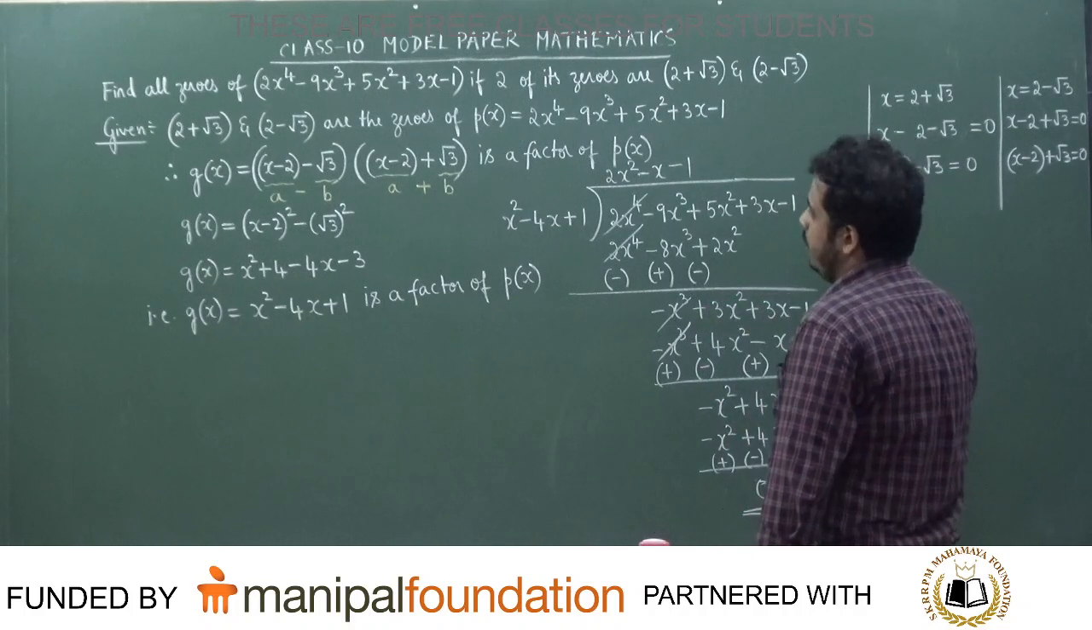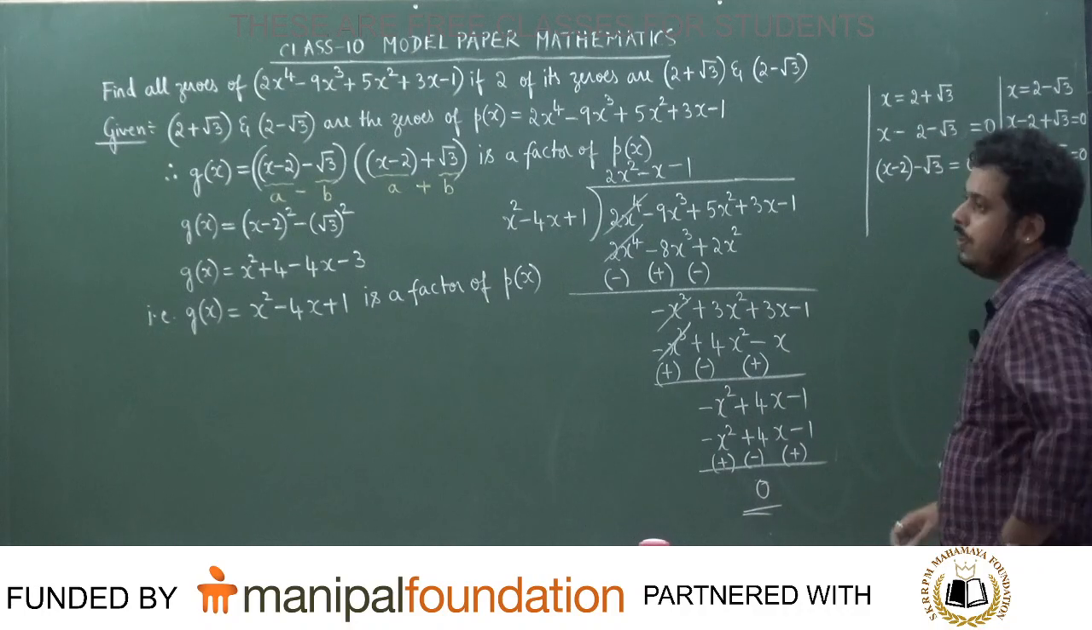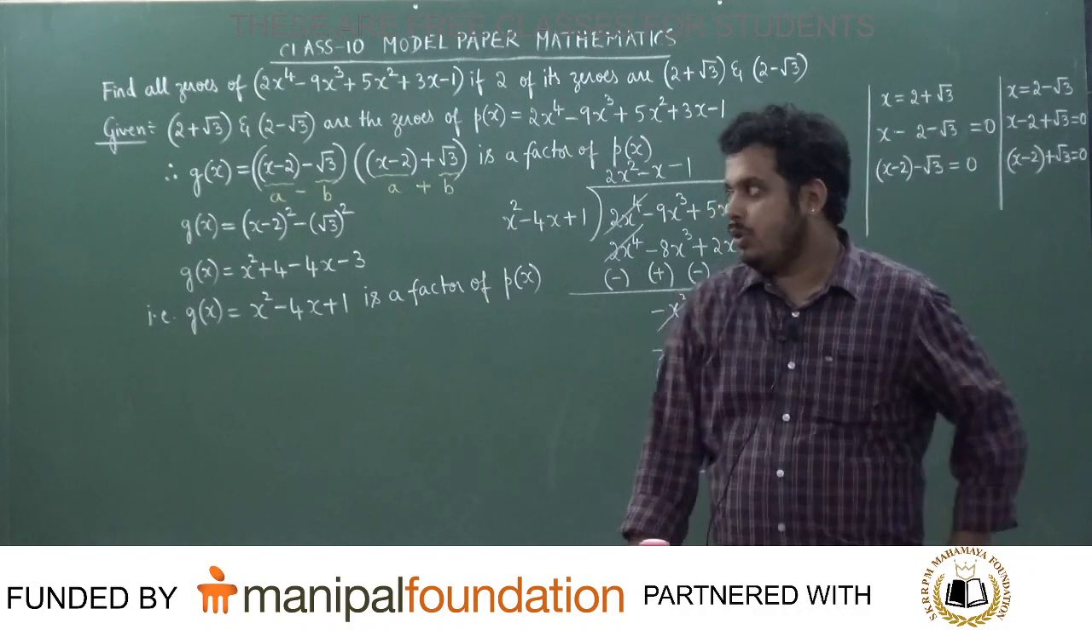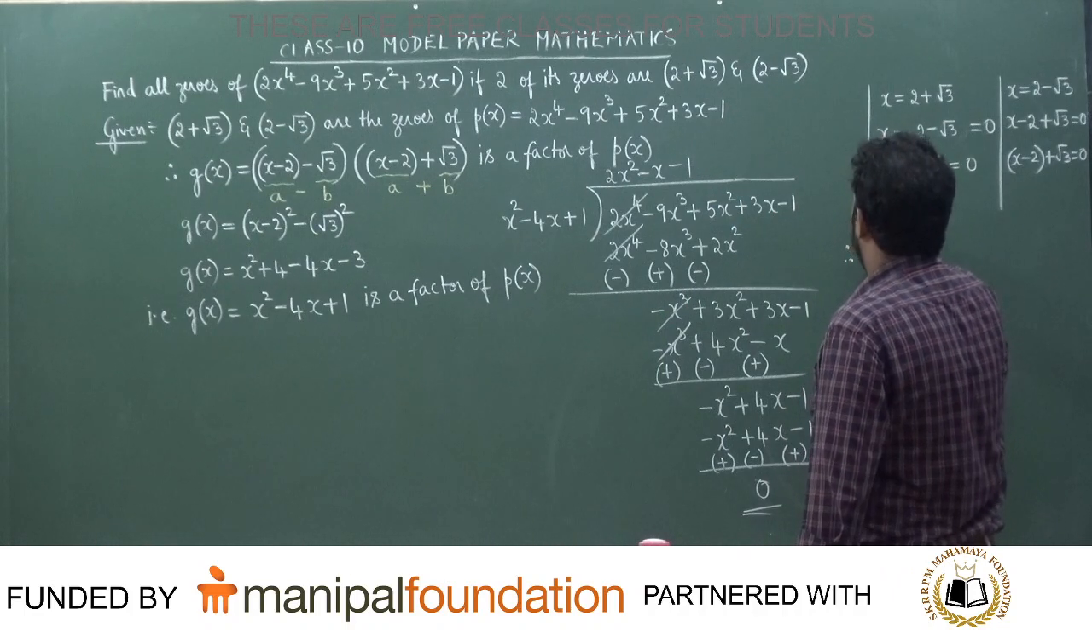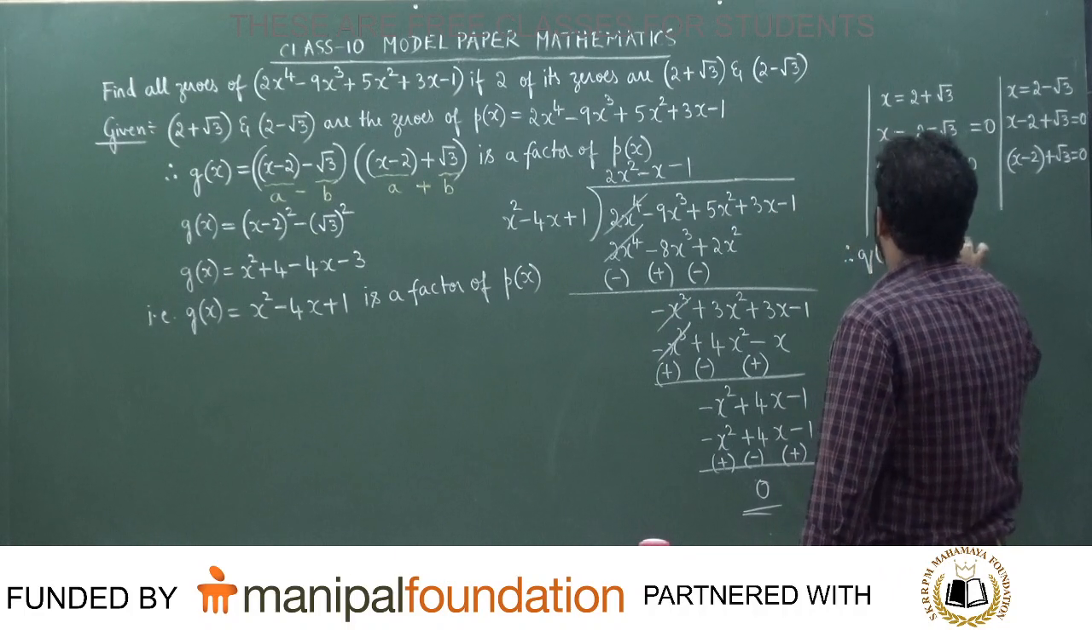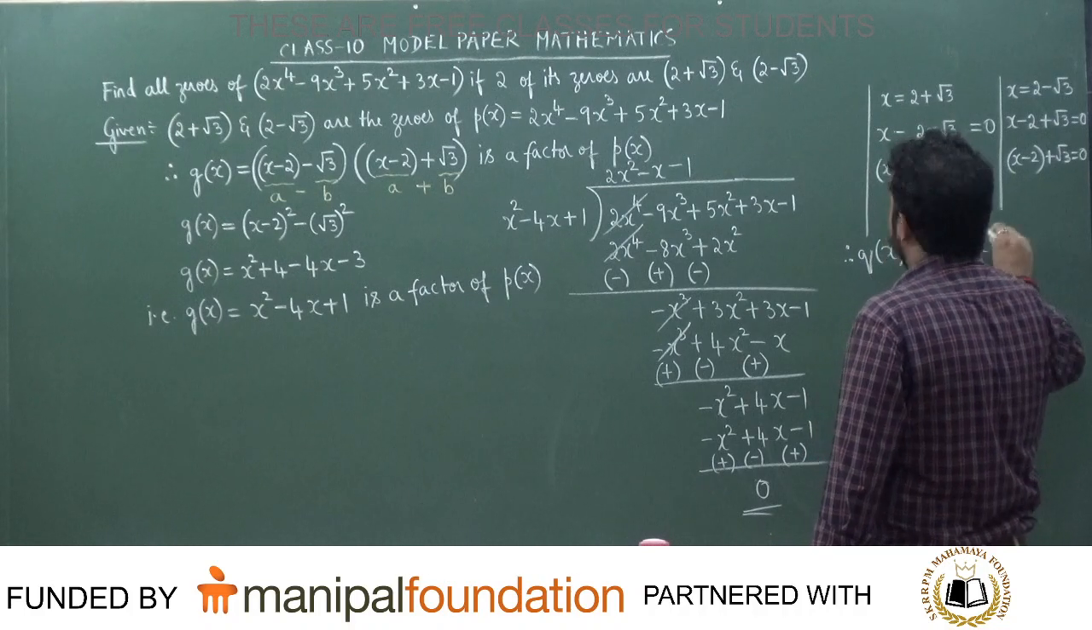0. Correct or not? Everything will become equal to 0. Yes or no, students? So therefore, what is the quotient polynomial now? Q of x is equal to how much? 2x square minus x minus 1.